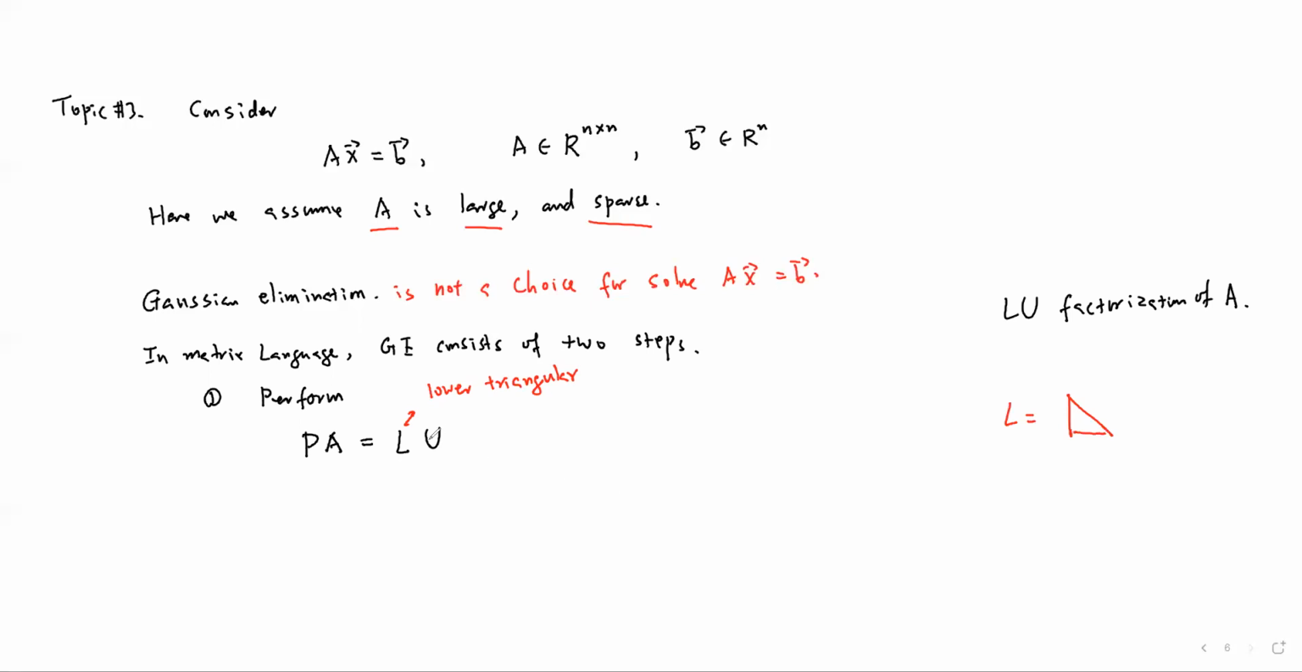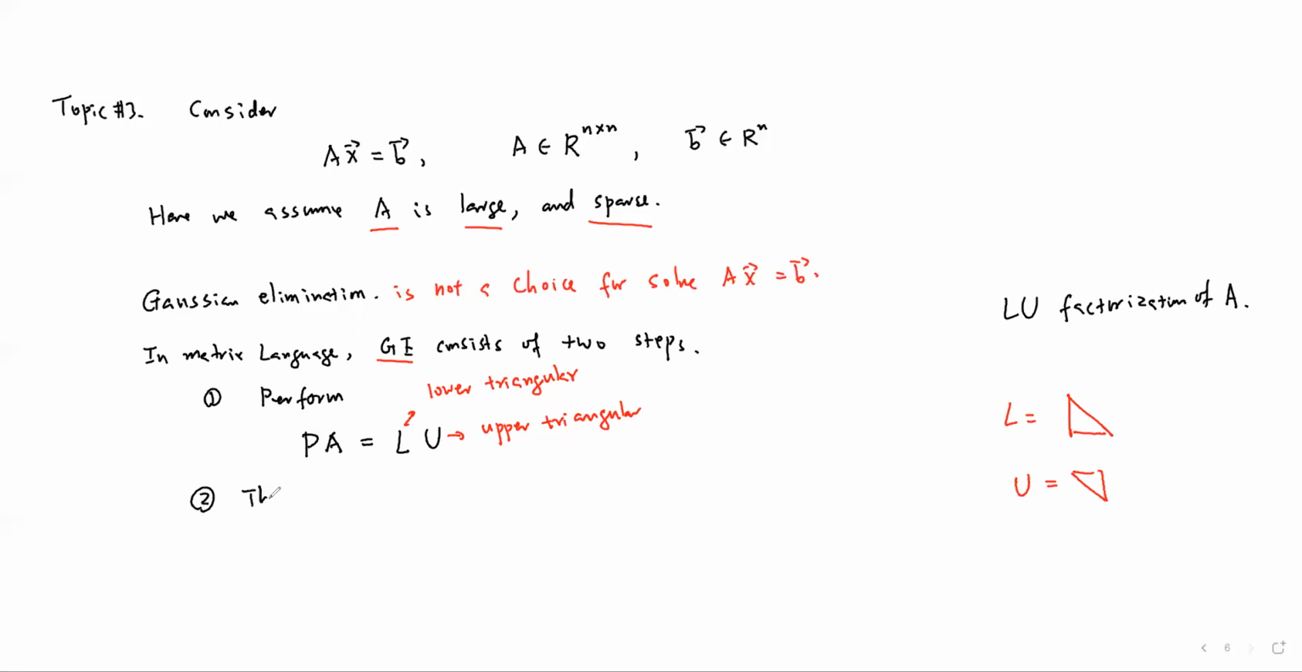Okay. U is upper triangular. Yeah, the first step of GE in matrix language is: find a permutation matrix, find a lower triangular matrix and an upper triangular matrix, so that we have this equation. Now solve the linear system.